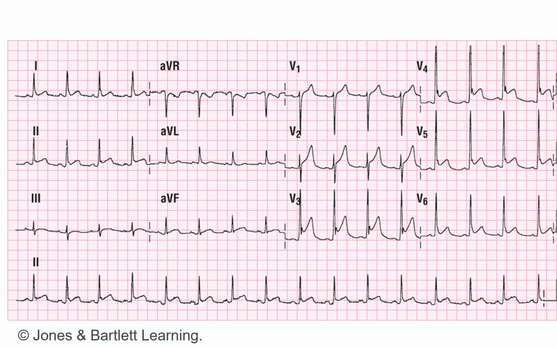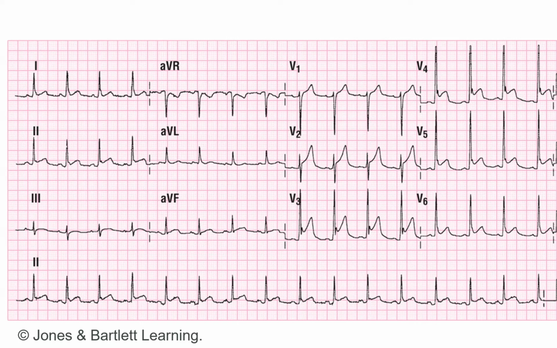Now, I just want to make sure I'm seeing the same thing y'all are seeing, because I'm seeing some elevation in V1. But it's not on the first beat, it's only on the second. So we're going to look across the board. I think the hard part here is where the J point is occurring. Is it here, is it here? So let's look across the board and try to identify J points. I think we might have a little bit of elevation there.